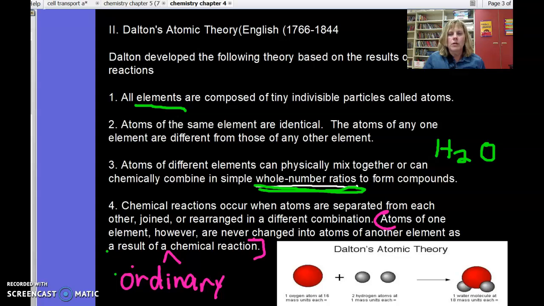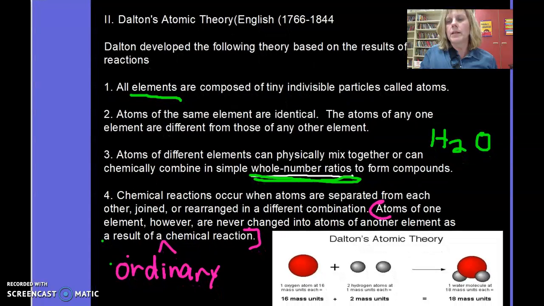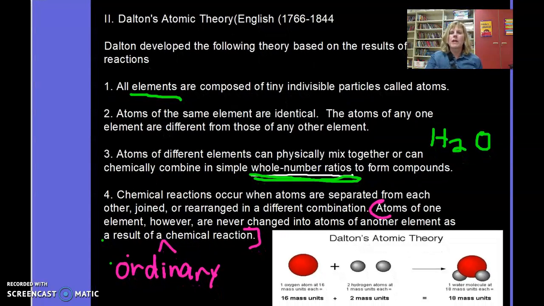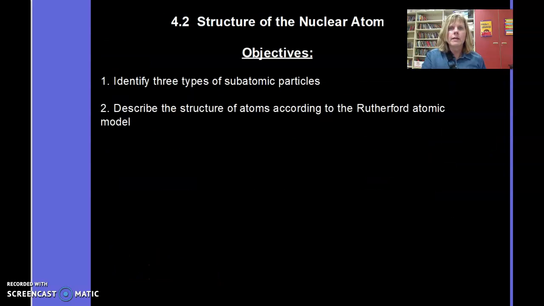The only one that we would say has changed a little bit is that very last one, that chemical reactions occur when atoms are separated from each other, joined, or rearranged. Atoms of one element are never changed into atoms of another element as a result of chemical reactions. We now say ordinary chemical reactions, because we do know that in nuclear reactions, that's exactly what happens. There's a whole theory about it. So obviously he had no way of knowing that.